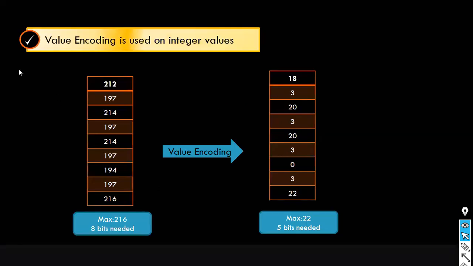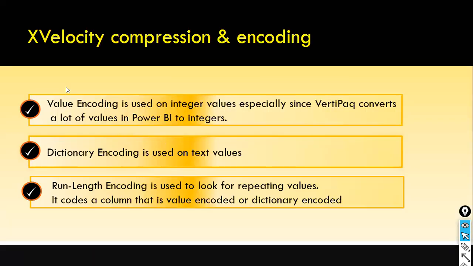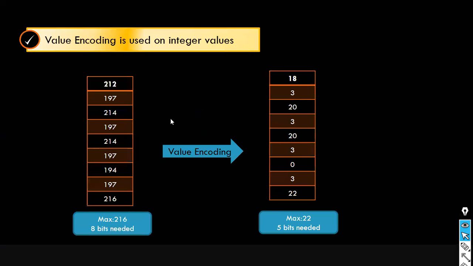Here, let's see what exactly value encoding is all about. For example, you want to understand what value encoding is. It is used in the case of integer values. For example, in my column I have these values. I told you value encoding is used on integer values, so these are integers. What is an integer? These are whole numbers, right? So what is the maximum value here? What is the maximum value here?